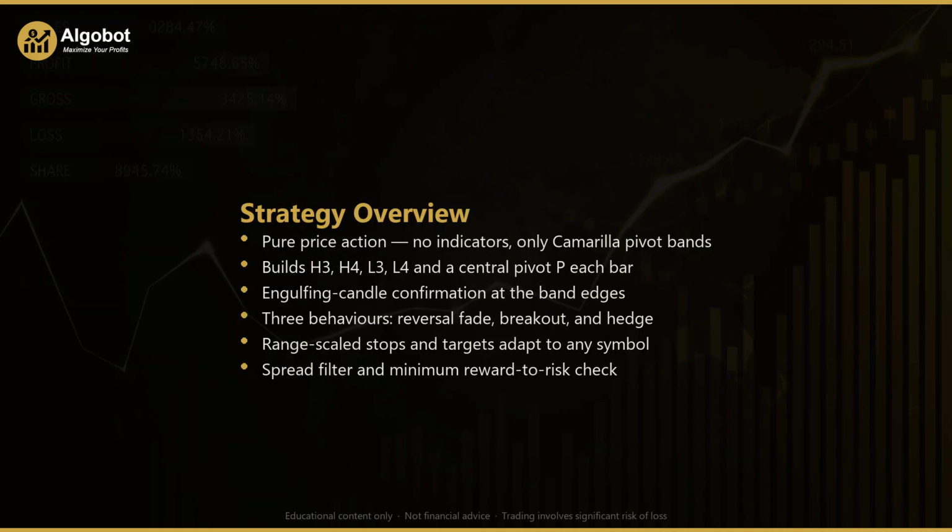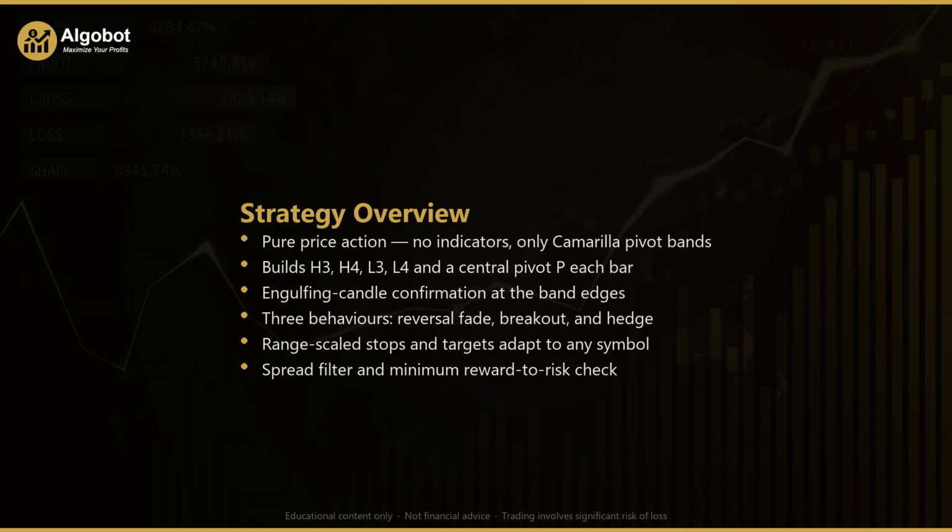Let's get started. So what exactly does the Camarilla Edge Reversal Hedge do? At its heart, this expert advisor watches a ladder of Camarilla pivot levels. Each time a new bar closes, it looks back over a set number of completed bars, 20 by default, and it measures the highest high and the lowest low across that window. From that range, it builds a family of pivot lines, an upper pair called H3 and H4, a lower pair called L3 and L4, and a central pivot it labels P.